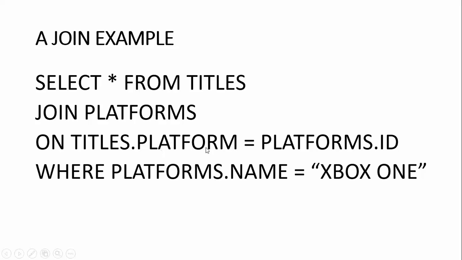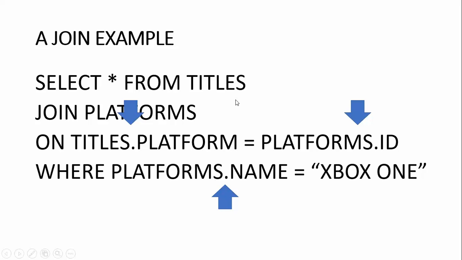So we have to say platforms.id here, because we don't want it to accidentally be mistaken for titles.id. And in fact, if there were any ambiguity, the query would not run. So when you do the join, you have to say what columns you're joining on, and then specify them. And if there's any possibility of a name collision, you have to qualify them with the table name. And then notice we have a where clause here, and we could also put a limit, or we could put an order by, right?